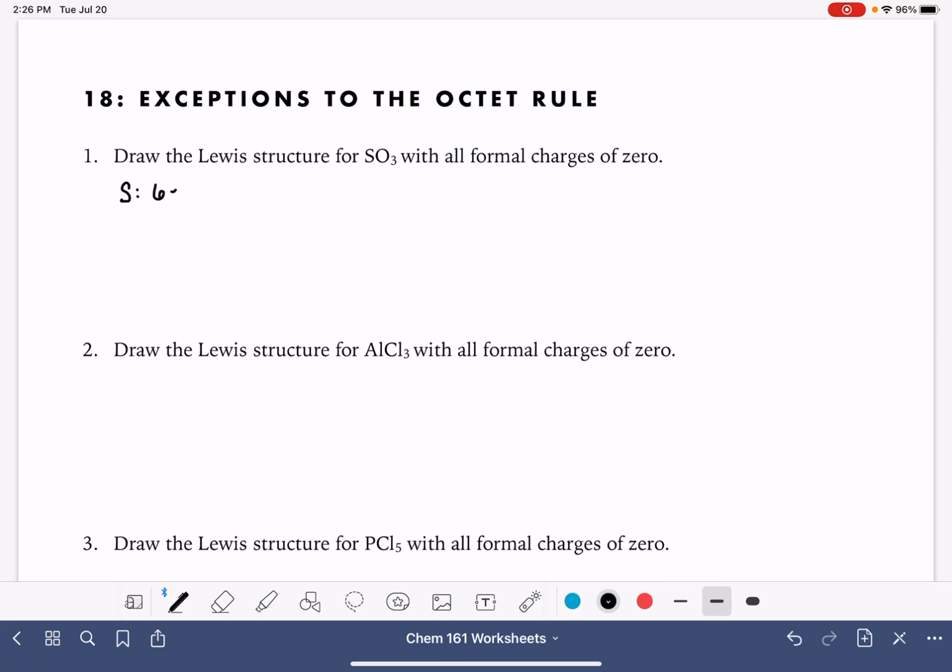Sulfur has 6 valence electrons. The oxygen in this molecule, we have a total of 3 oxygen atoms. They each have 6 valence electrons. That's going to be a total of 24 electrons for us to work with.